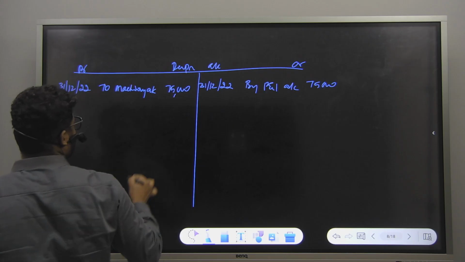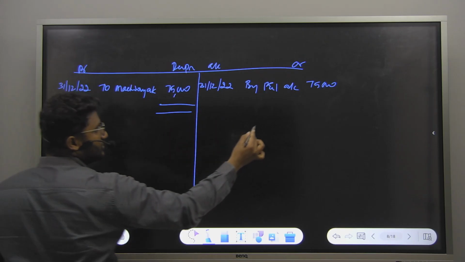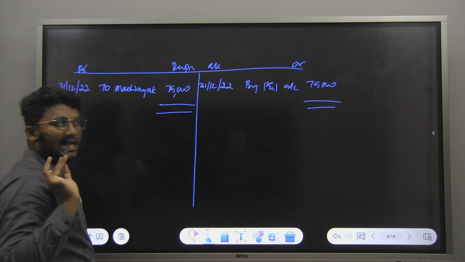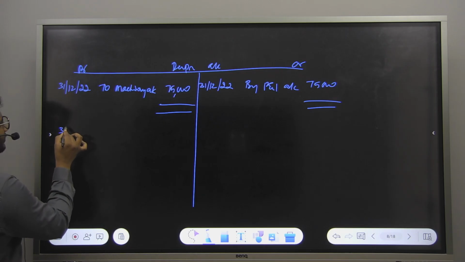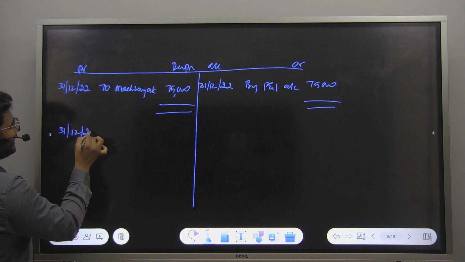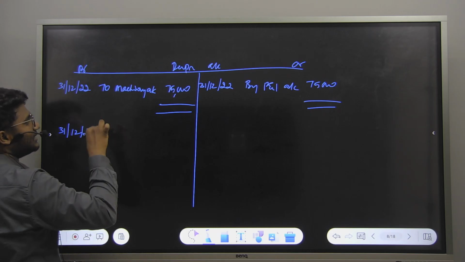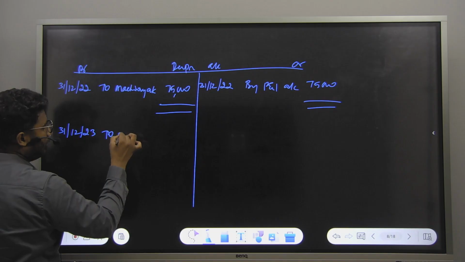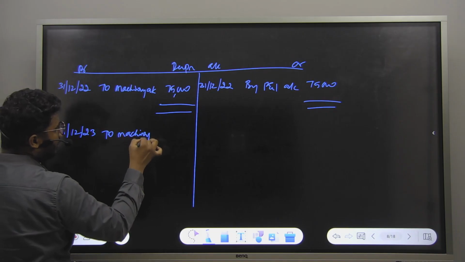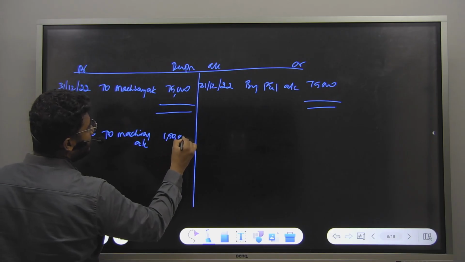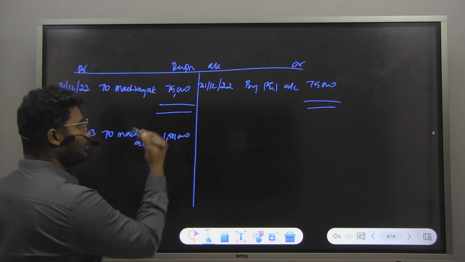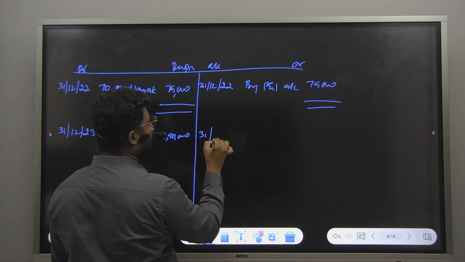75,000 rupees. So first year there is no balance, 75,000 total on both sides. Okay, now come to second year. On 31st 12 23, you will again charge the depreciation on asset to machinery account. How much? 1,50,000 rupees. The same amount you will transfer to profit and loss account.